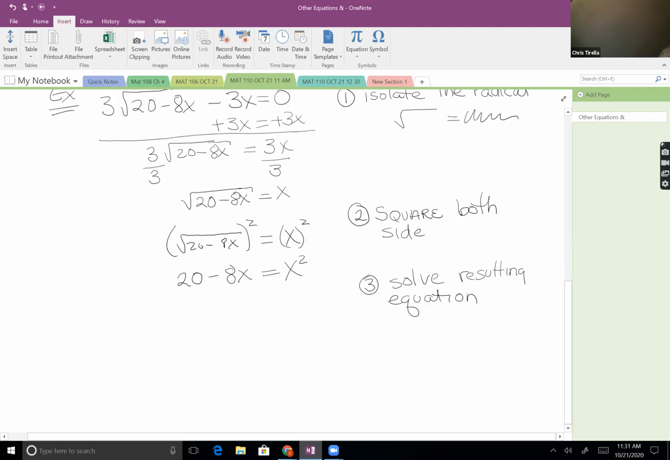We've definitely got a quadratic. In order to solve this, let's first put it in standard form, making one side 0. And again, this time I'm going to make the left-hand side 0 because I want to keep my x squared positive. Gives me 0 equals x squared plus 8x minus 20.